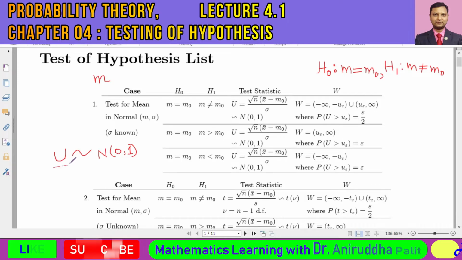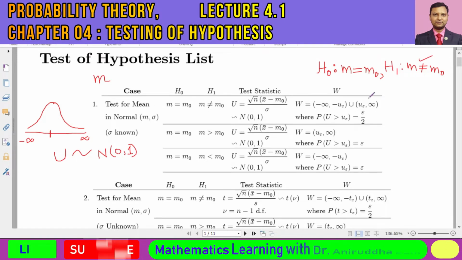So U follows the standard normal distribution. This means that U follows this type of normal distribution with parameters 0, 1. This is a known distribution. And we all know the density curve of normal distribution, this type of density curve. This density curve is symmetric about the middlemost mean value, extended from minus infinity to infinity. Now, depending upon this type of alternative hypothesis, we shall have to identify the critical region W.